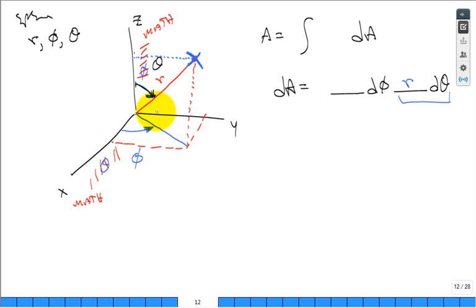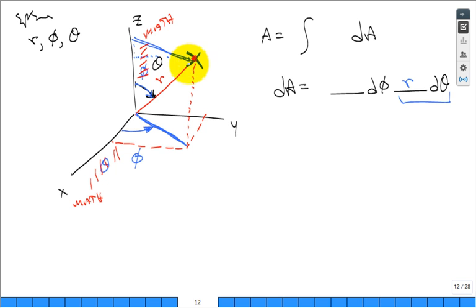The length of this line is r times either sine of theta or cosine of theta. These two need to be parallel. I didn't draw that very well. Try and make them parallel, Professor. Okay, I'm trying harder. Okay, this is parallel with that one.